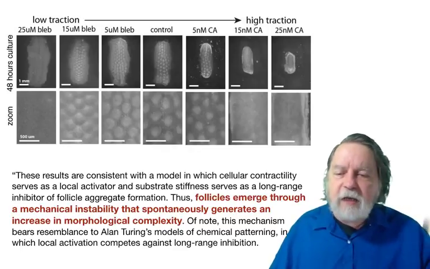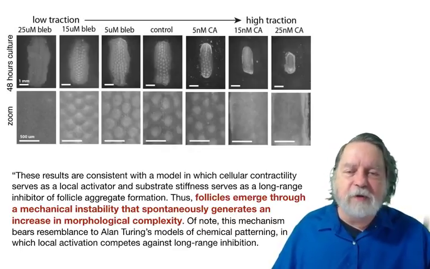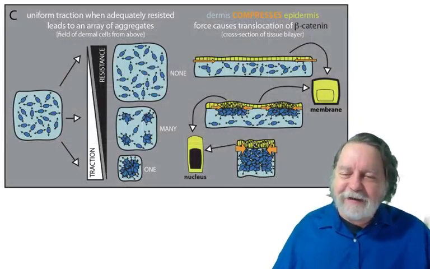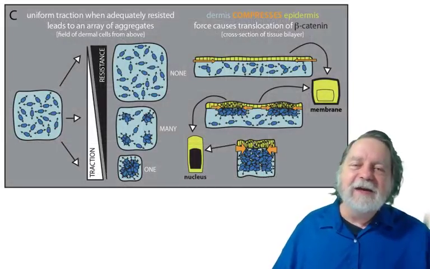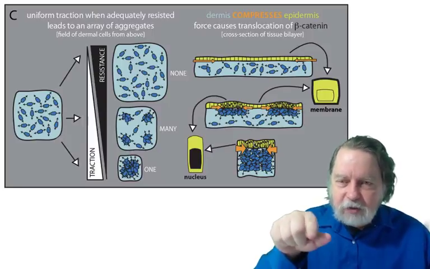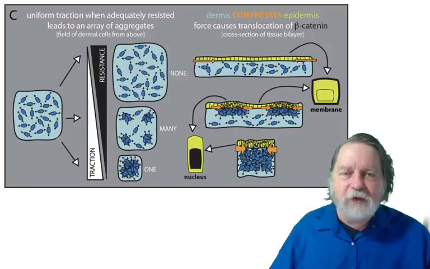Okay, so let's look at a nice simple model diagram of how this all works. Yeah, that looks simple, right? Okay. The key here is beta-catenin. So that's the dark blue oval things that you see all over this diagram.